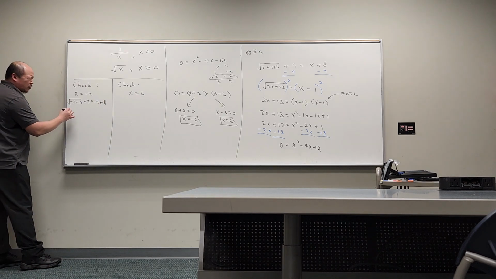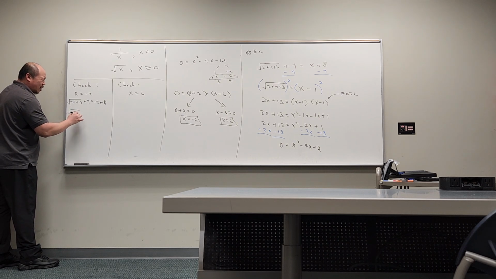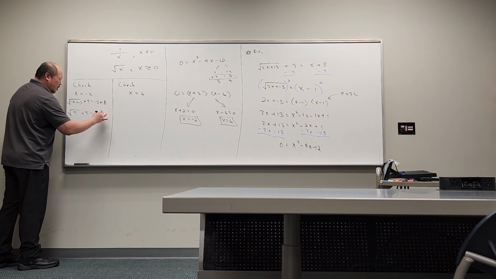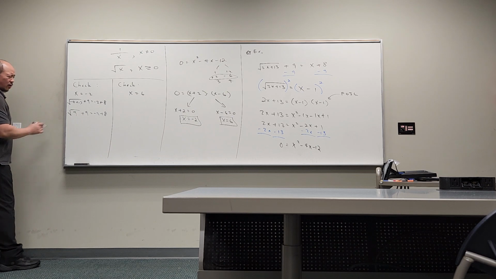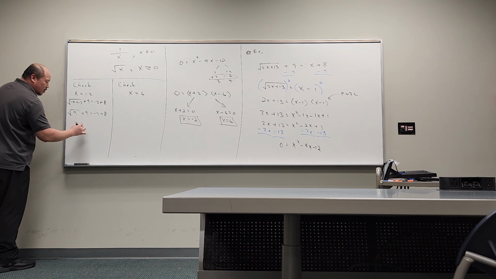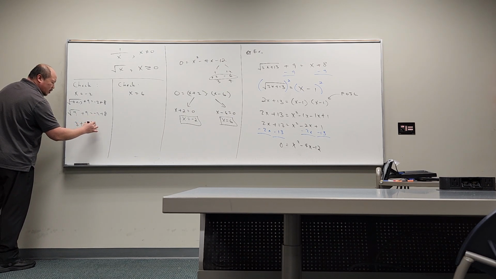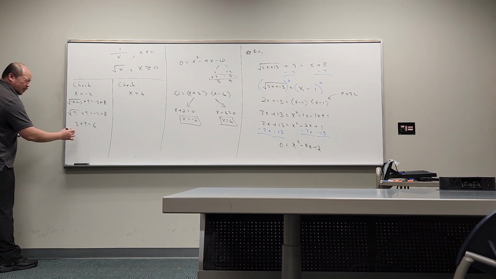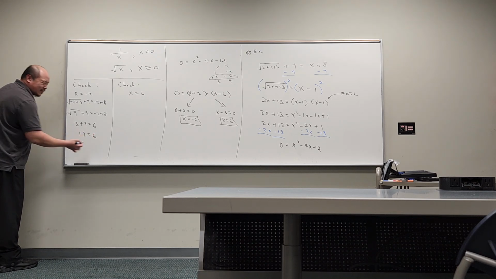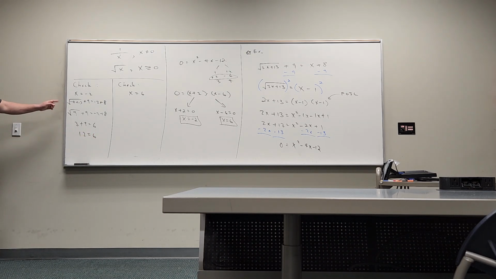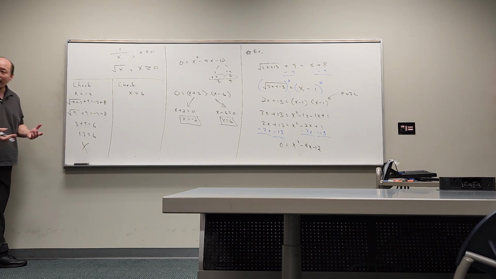And that'll be radical 9 plus 9. Like this. Radical 9 is 3, right? And that's 6. You see the problem here? You see when we plug in -2 here? What happened is that becomes a 12 equals 6. That's a no-go. And you're like, why does that happen?